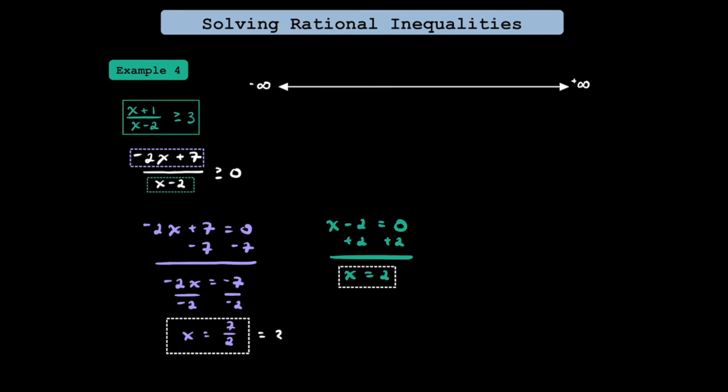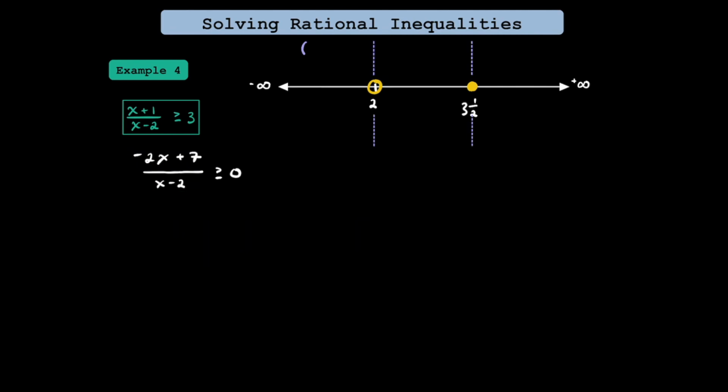7 over 2 is the same thing as 3 and 1/2. I'm going to put that right here in our graph as 3.5 and put our 2 over to the left of it. Since our inequality is allowed to equal 0, I'm going to put a closed circle on this 3.5. Since our important value of 2 came from the denominator, we're going to have to put an open circle there because there's a vertical asymptote there. Here our 3 intervals are going to be from negative infinity to 2, 2 to 3.5, and 3.5 to infinity.